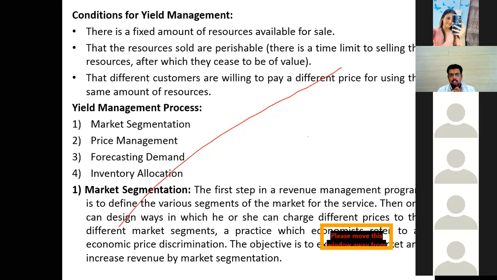The first one is market segmentation. As I mentioned to the class before, the first step in a revenue management program is to define the various segments of the market for the service. Then one can design ways in which to charge different prices to the different market segments, a practice which economists refer to as economic price discrimination. The objective is to analyze the market and increase the revenue by market segmentation.